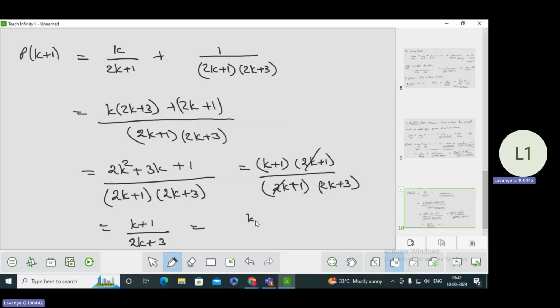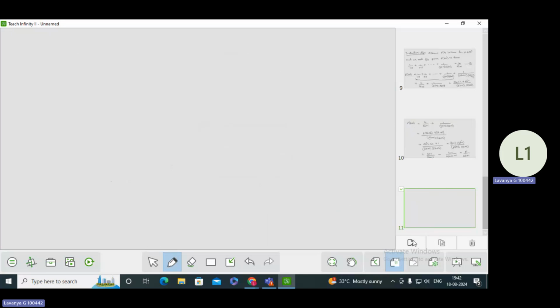How can I rewrite this? I may rewrite this as (k + 1) divided by 2(k + 1) + 1. In other words, some capital N divided by 2n + 1, where n is k + 1. Okay, where my n is k + 1. Therefore, P of k + 1 is true.